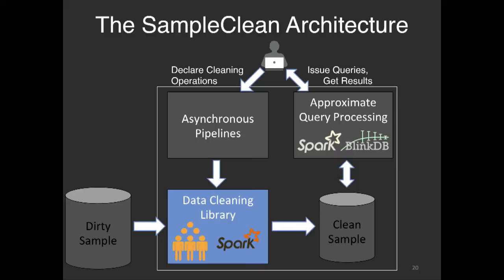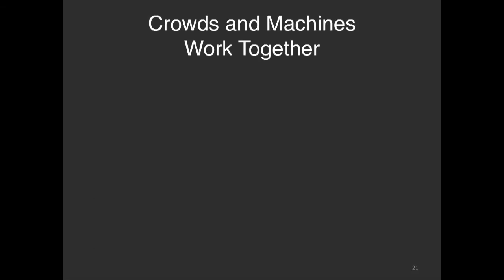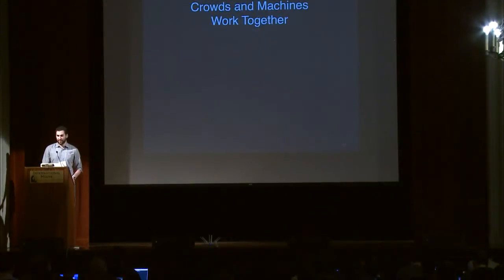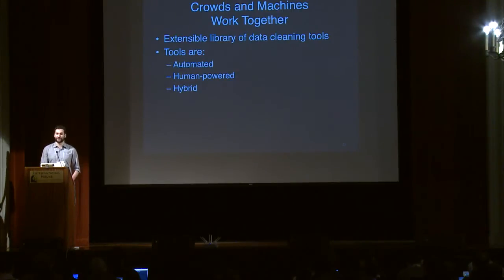The next interesting piece here is the data cleaning library, and this is, in a sense, the heart of the system. The idea is we'd like to allow crowds and machines to work together in order to build these pipelines that will clean your data in the background as we go. So we built an extensible library. There are tools in there that are automated, there are tools in there that are human-powered, and there are tools that are hybrid. And again, for the human stuff, we have a generic crowd server that lets you talk to multiple crowds, Amazon's Mechanical Turk being one, or you can have your own private crowd. And the automated libraries leverage MLlib whenever possible.